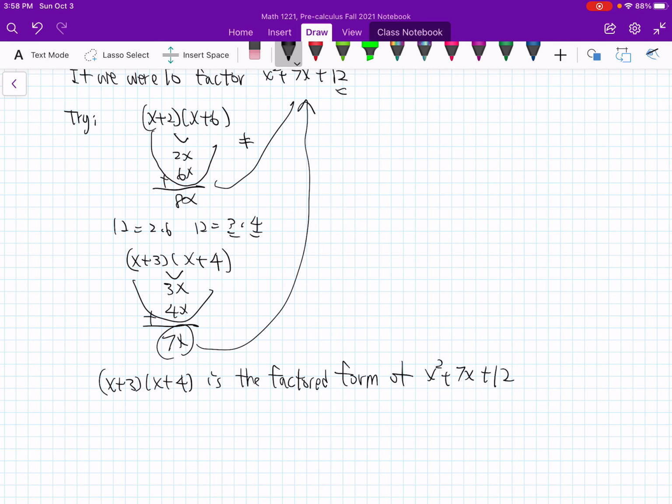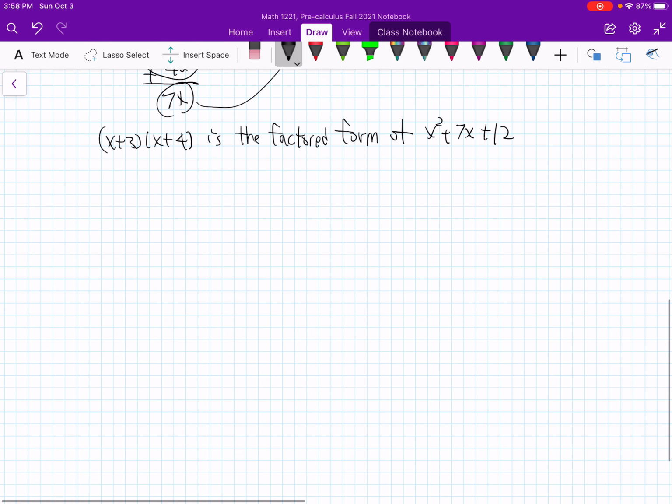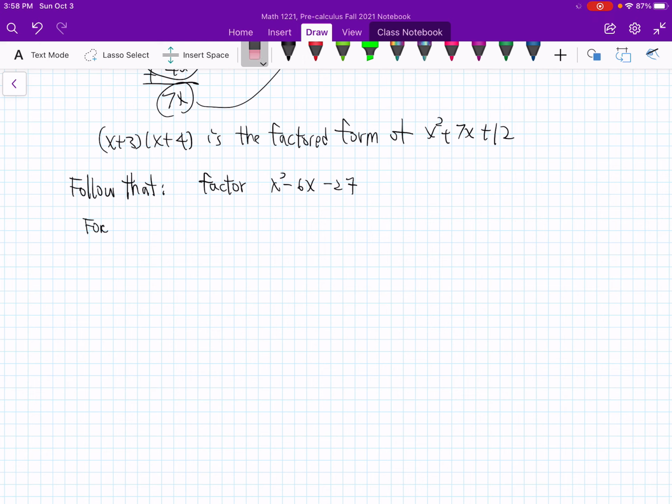All right, so can we just do another question? So follow that. All right, let's try to factor the following: x squared minus 6x minus 27. Okay, the factors of negative 27. They can be, let's see, negative 1 times 27.